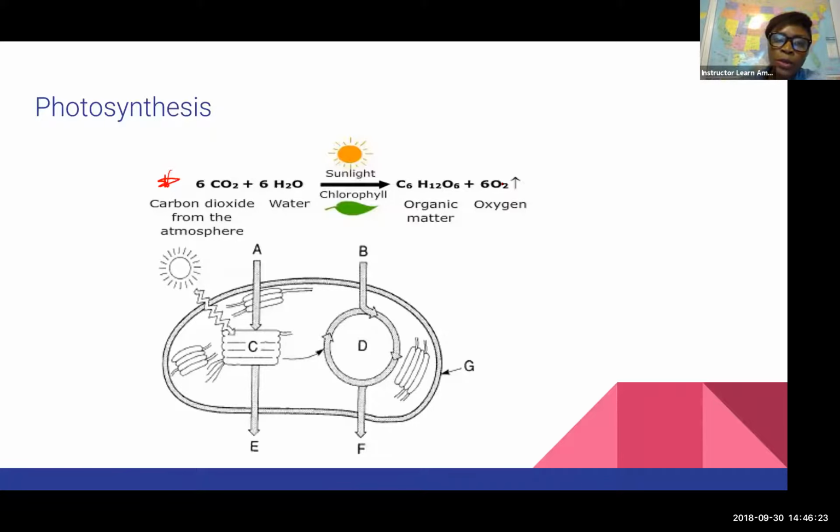So as a quick review, A represents water, C is where we're going to have those energy transfer chain taking place, and E will see oxygen being released. B, carbon dioxide will be entering the cycle. Remember, that's the Calvin dark reaction, can also be referred to as carbon fixation. And here we'll see sugar being made. And G is showing you that this entire thing is the chloroplast.